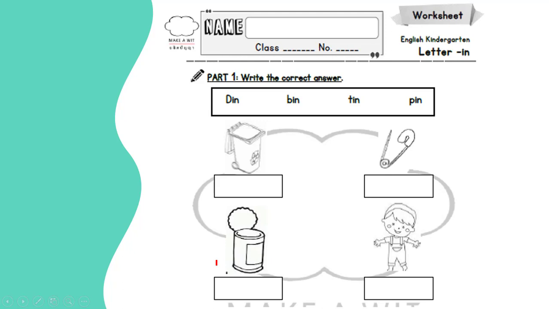So look at the first one. What is this? Look at the first picture. Is it bin? Very good. Next one. The second one. What's this? Yes, it's a pin. All right. The third one, you have to write by yourself. And how about the fourth one? Number four. Okay. So you have to write by yourself.